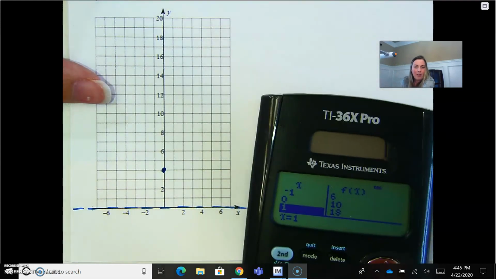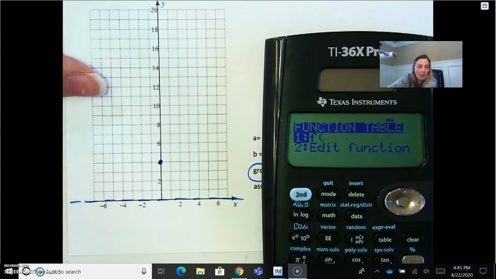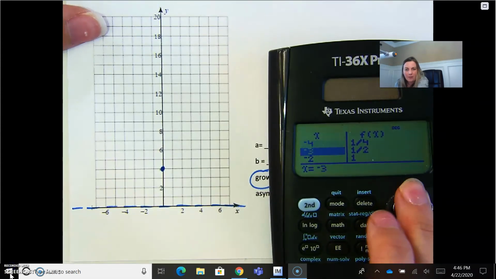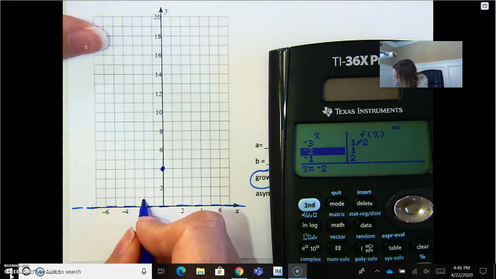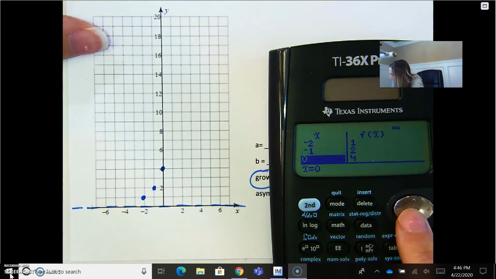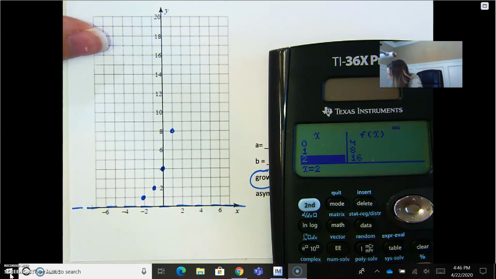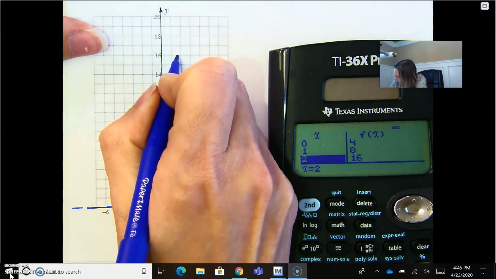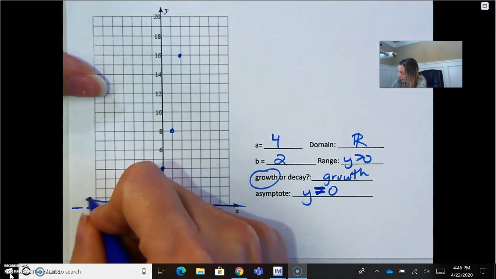And to get some more values, I could head on over to my calculator and edit in this table and see what we can find. Okay, so we've got some fractions, so I'm going to find some nice whole numbers. So -2, 1, and then we have -1, 2, and then we've got 0, 4, 1, 8, 2, 16, starting to blast off there. All right, so here we go.